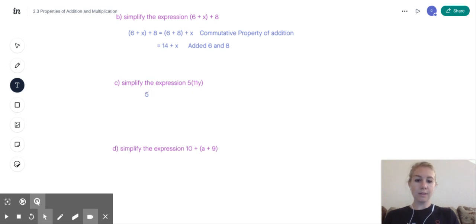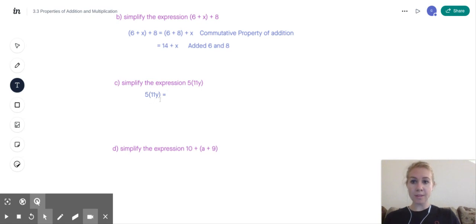Okay, 5(11y). I also should say we want to try and move around the numbers and variables as few times as we can. Okay, that's the goal as well. So let's see. Should we move the parentheses or should we change the order? Remember, the goal is to get the numbers inside the parentheses together. I think we just need to move the parentheses.